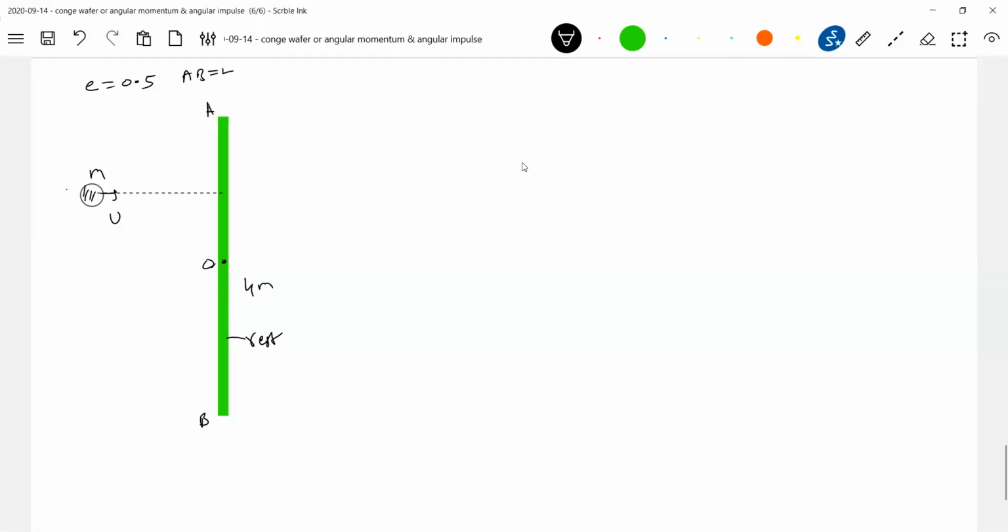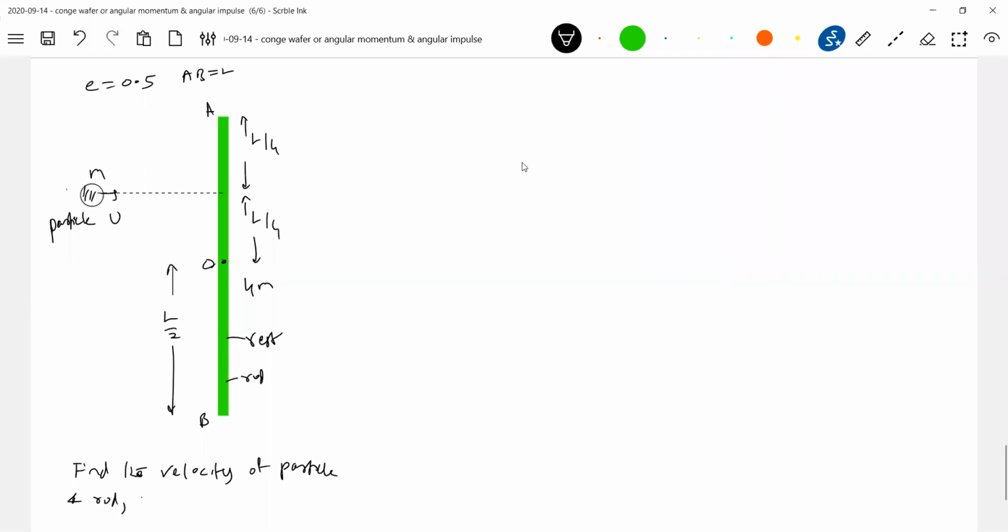Look at the e now. So this distance, let it be L by 4. Find the velocity of particle and rod just after impact.